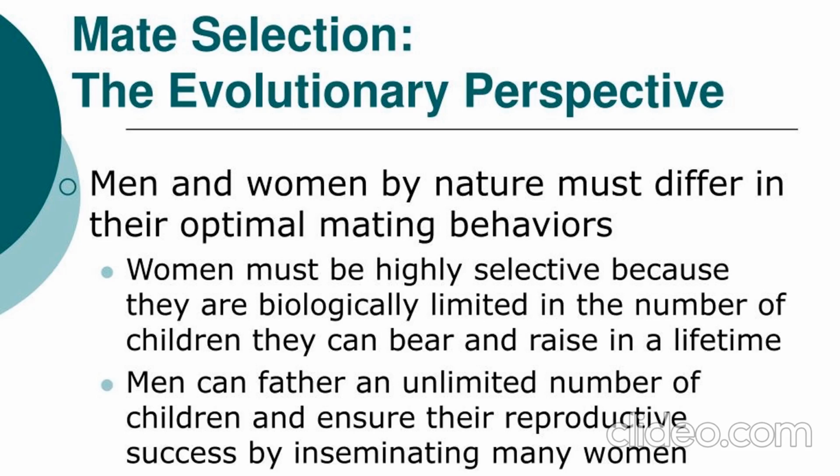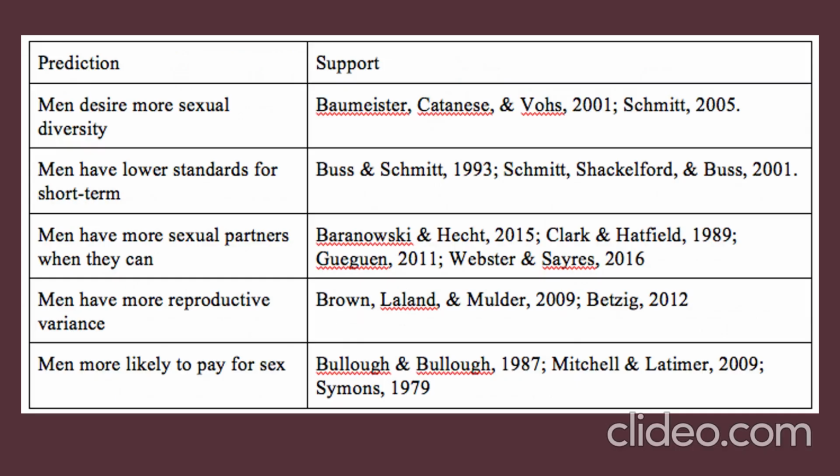And then men can father an unlimited number of children and ensure their reproductive success by inseminating many women. Mga lalaki pwede yan, anak ng anak lang, kahit gaano karami yung kanilang maaanakan. Kasi hindi naman sila yung nagbubuntis. Kaya marami rin silang inaanakan para marami silang offspring. Yun yung sinasabi dun sa evolutionary perspective. So here are other researches regarding the topic.